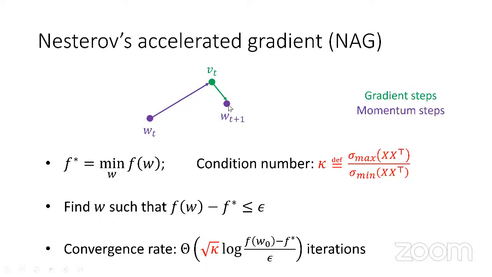And from WT plus 1, we take a momentum step, which is basically, we look at how WT has changed to WT plus 1. So we want to shoot further in this direction, and this is called a momentum step, and this gives us VT plus 1.